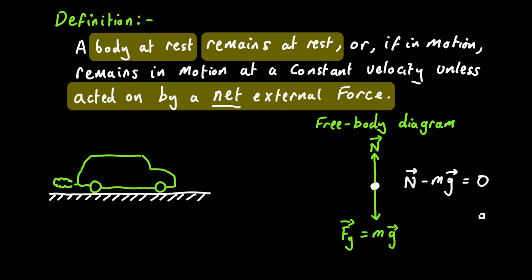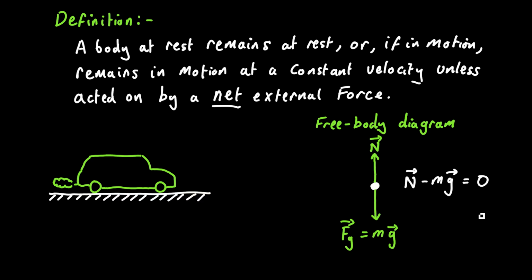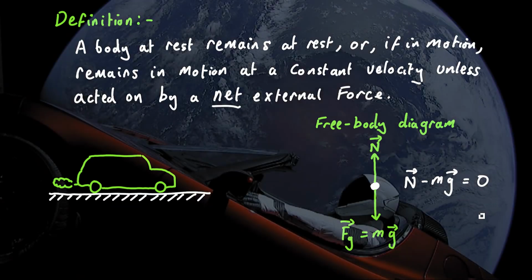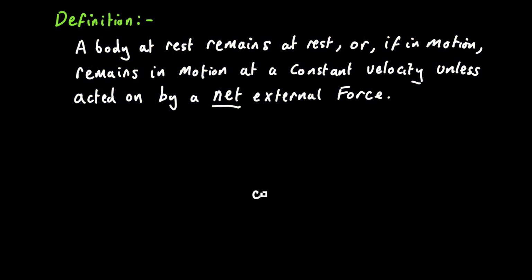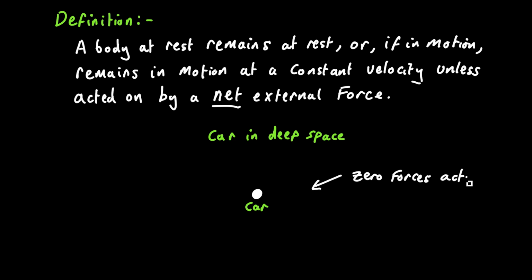So let's imagine now a hypothetical situation where our car has been launched into space. Now, if this car escapes the influence of the sun's gravity, and the sun's gravity is another example of an external force, then if our car is moving at a certain velocity, it will continue to move at the same velocity forever unless acted on by a net external force. So for example, if it collides with something, or if it experiences some other gravitational force.